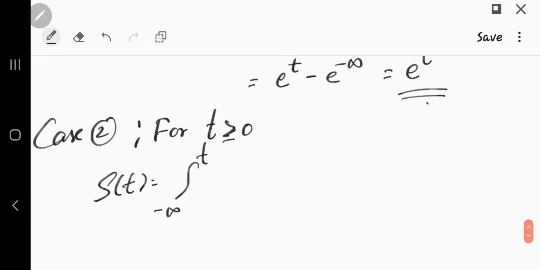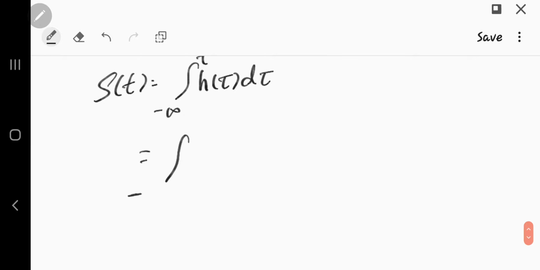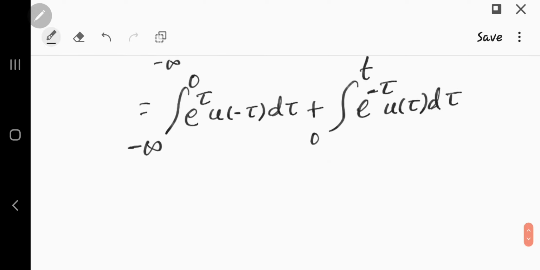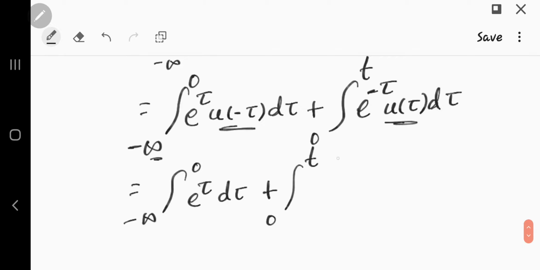So based on this, for t greater than 0, s of t is equal to the integral from minus infinity to t of h of tau d tau. Now this will split like this: minus infinity to 0 e to the power of tau u of minus tau d tau, plus 0 to t e to the power of minus tau u of tau d tau. As these two u terms become 1 in these durations, we get minus infinity to 0 e power tau d tau plus 0 to t e to the power of minus tau d tau.